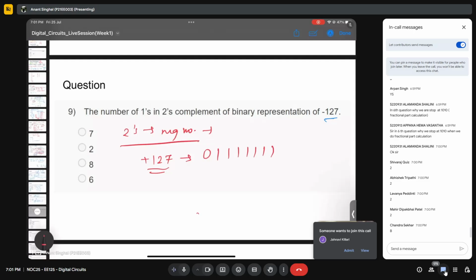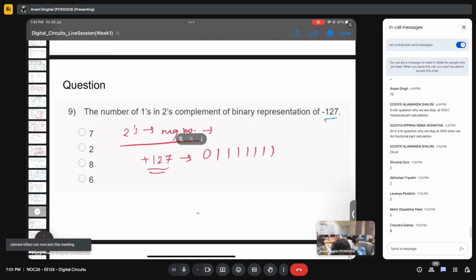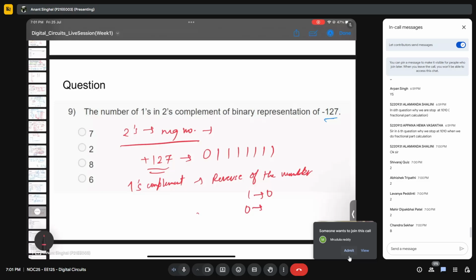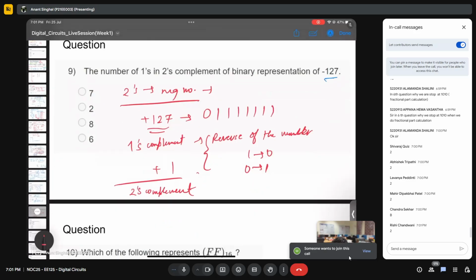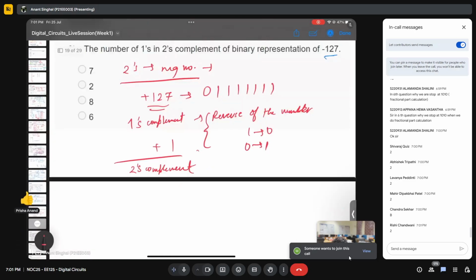So how to calculate a 2's complement? First we calculate the 1's complement, that is the reverse of the number. Every 1 should be replaced by 0 and every 0 should be replaced by 1. This is how we calculate 1's complement. And if we add 1 to the 1's complement, that basically gives you the 2's complement. Is this method clear to everyone? Yes, sir. Okay, so let's try that now.